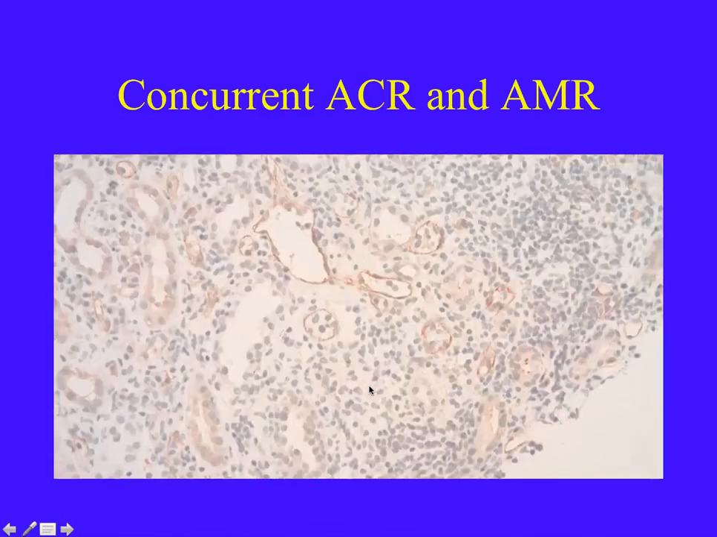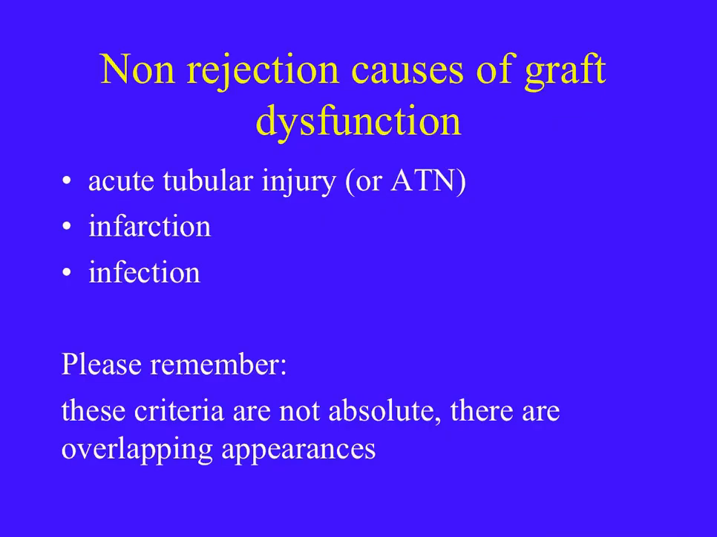And when immunoperoxidase studies for the C4D antibody were performed on that case, there was a strong linear C4D deposition along these inflamed peritubular capillaries, and this case was labeled as acute cellular rejection with a concurrent component of humoral rejection.